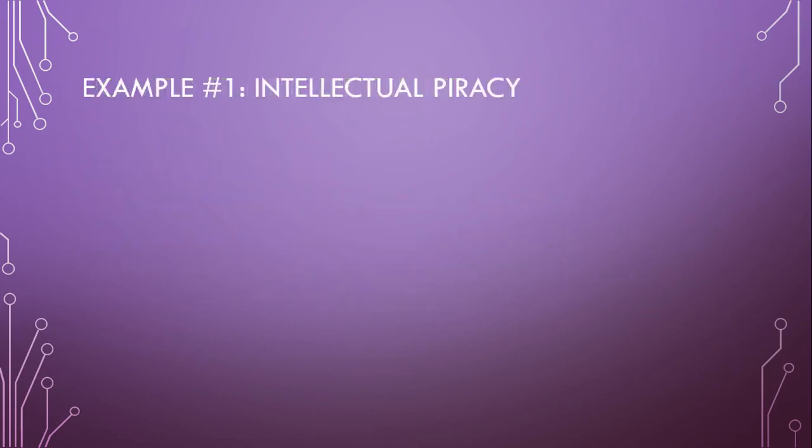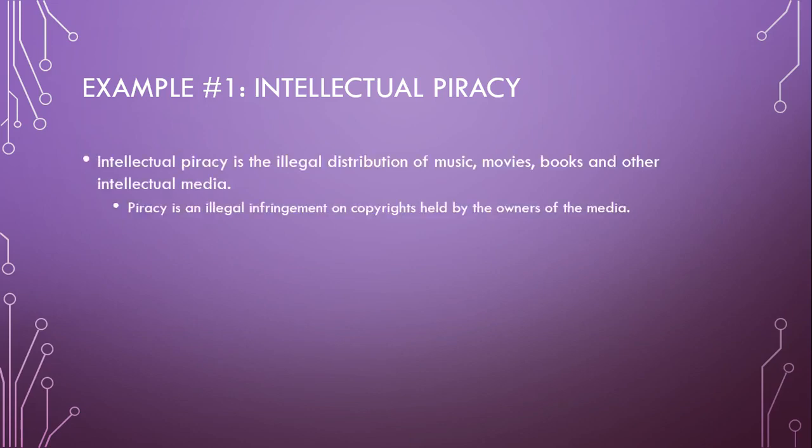So keeping that in mind, let's look at our first example. When we're looking at these examples, we're looking at this mostly from a Western perspective. So intellectual piracy is the first example we're looking at here. This is the illegal distribution of music, movies, books, and other intellectual media. Piracy in this regard is an illegal infringement of copyrights held by the owners of the media. That would be anything from an illegal song or movie being uploaded onto the internet.